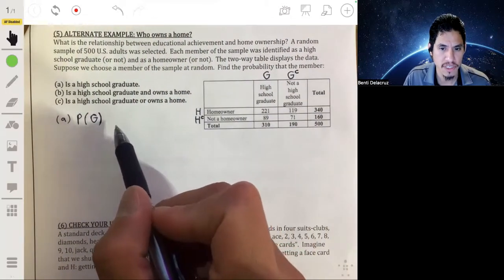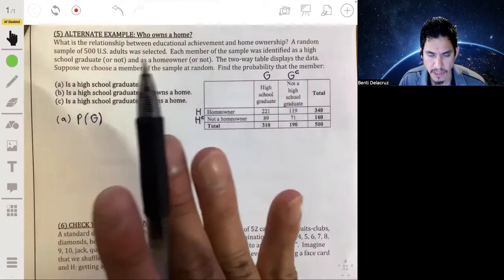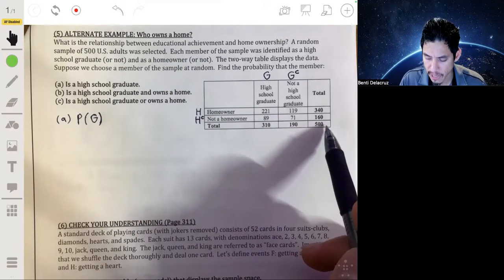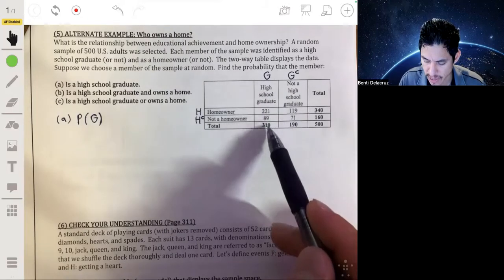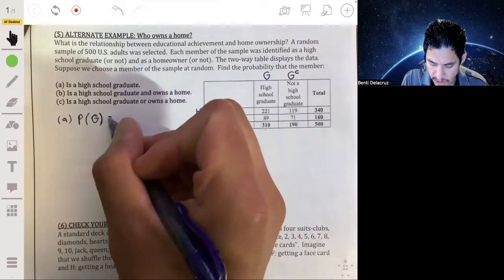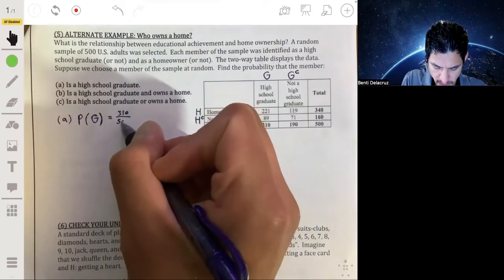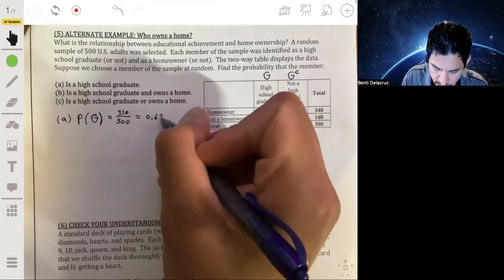Okay, so the probability of G. It's simply just asking, out of all the 500, how many are high school graduates? So we just look at the total high school graduates, which is right here, 310. We just take 310 divided by 500, and that'll be our answer. That'll be 0.62 or 62%.